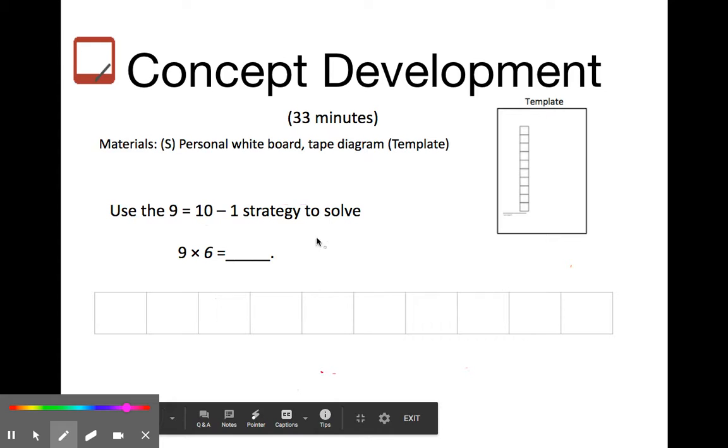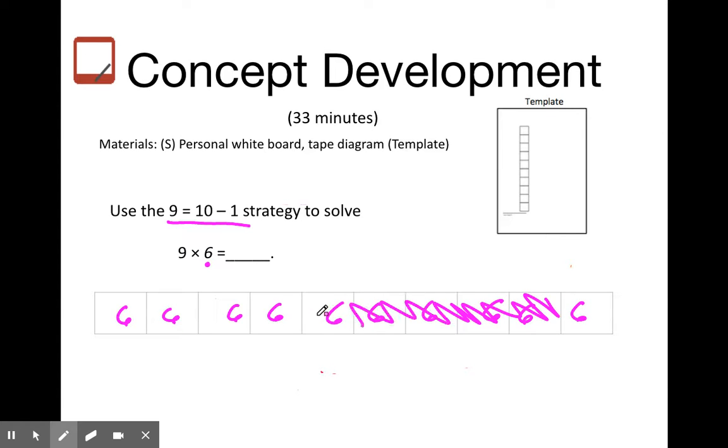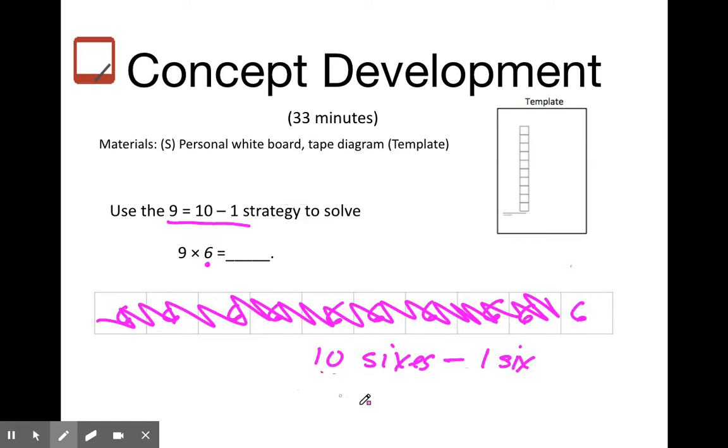All right, let's use this strategy again, except this time we're going to use 9 times 6. So that means that in each one of our boxes, the value of that box is going to be 6. I'm going to shade in 9 sixes, but my total is going to be 10 sixes. So I have 10 sixes minus 1 six. So that is 60 minus 6, which is 54. So 9 times 6 is 54.